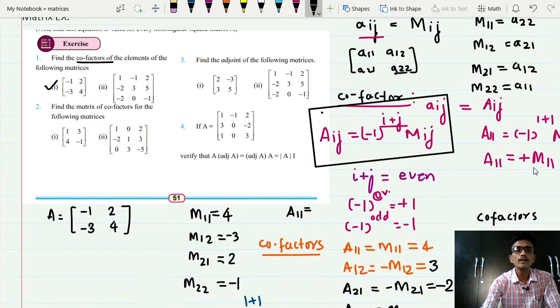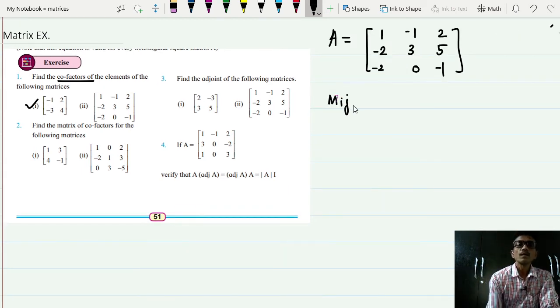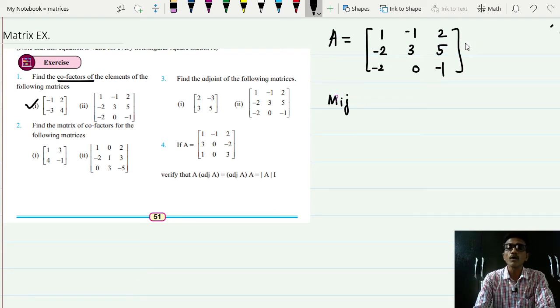Now we will find minors and cofactors of a matrix of order 3. Now we find the minor of the elements. All these 9 elements, this is a square matrix of order 3. Now how will we find its minors? There are 9 elements, so how to get minors of all 9 elements?